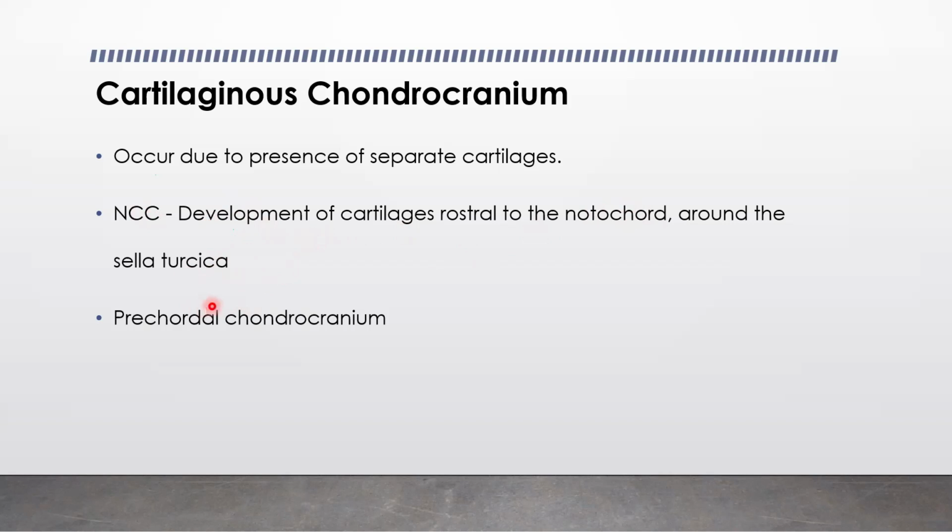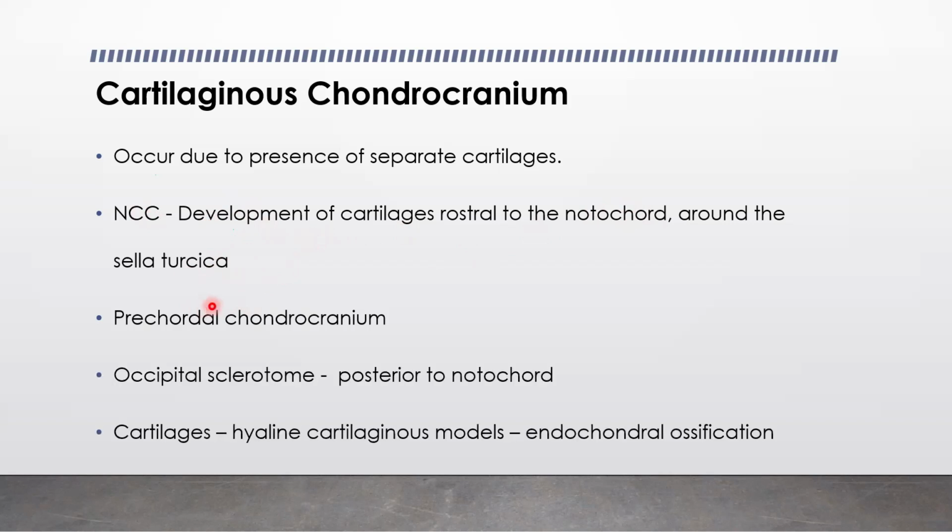Then you also have the precaudal chondrocranium. Like you're calling it precaudal, it's just anterior to the notochord. So the precaudal chondrocranium will be coming from this cartilage that is just anterior to the notochord. So what about this cartilage that is posterior to the notochord? It will be coming from the occipital sclerotome. So the occipital sclerotome will now form the cartilages that are just posterior to the notochord.